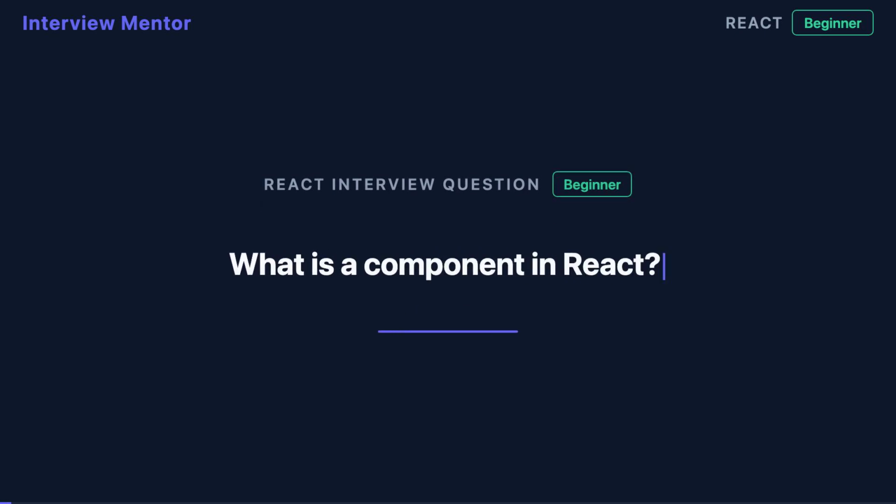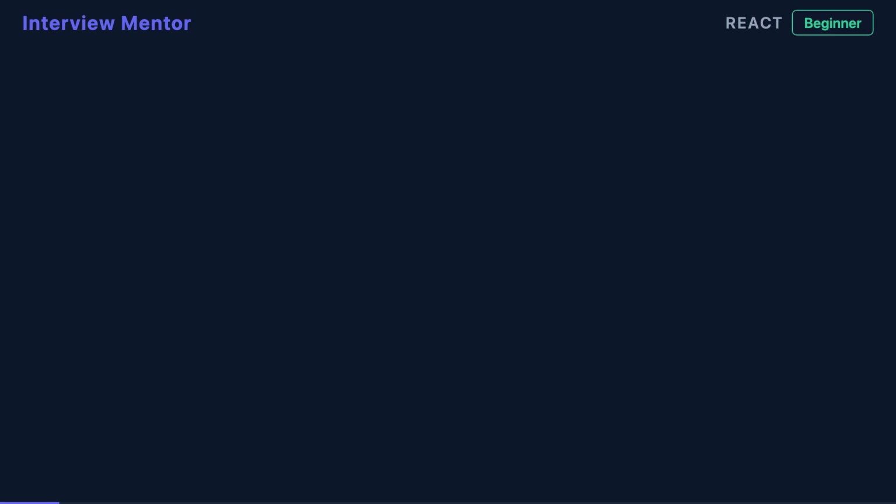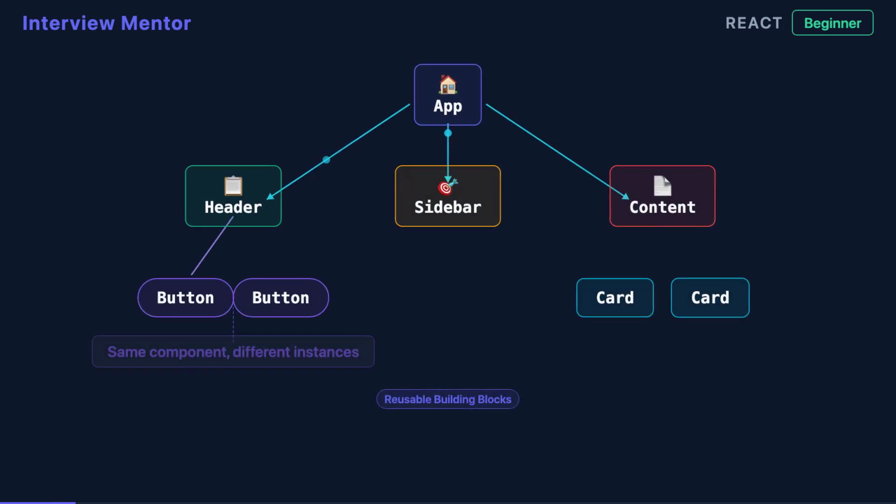Components are the foundation of every React app, yet many developers struggle to explain what makes them special. Let's break it down. A component in React is a reusable, self-contained piece of user interface. Think of them as building blocks. Just like Lego bricks snap together to create complex structures, components combine to build entire applications.